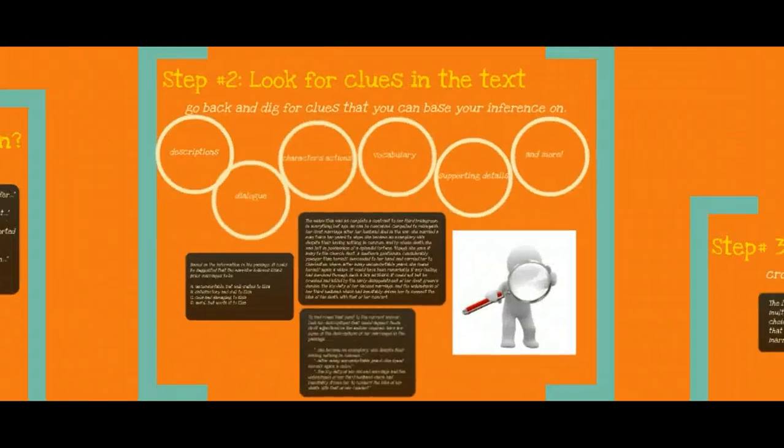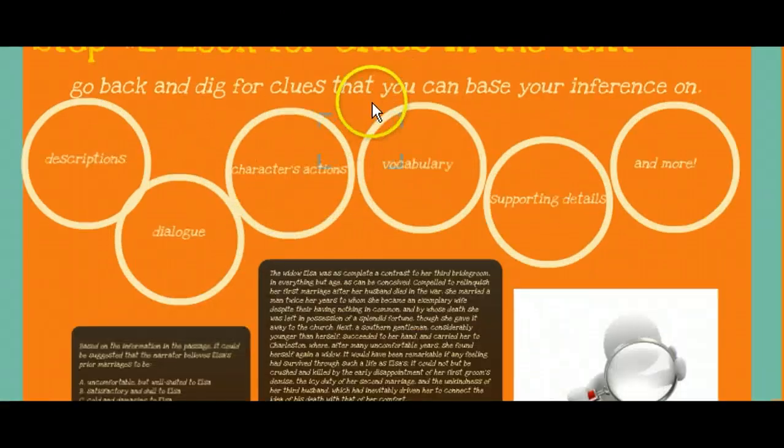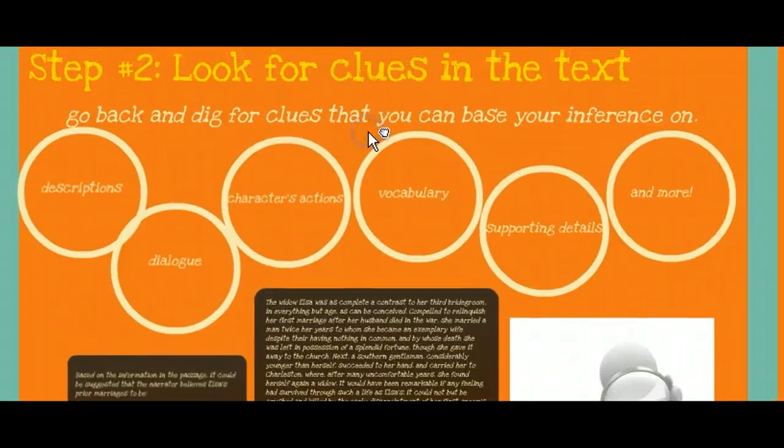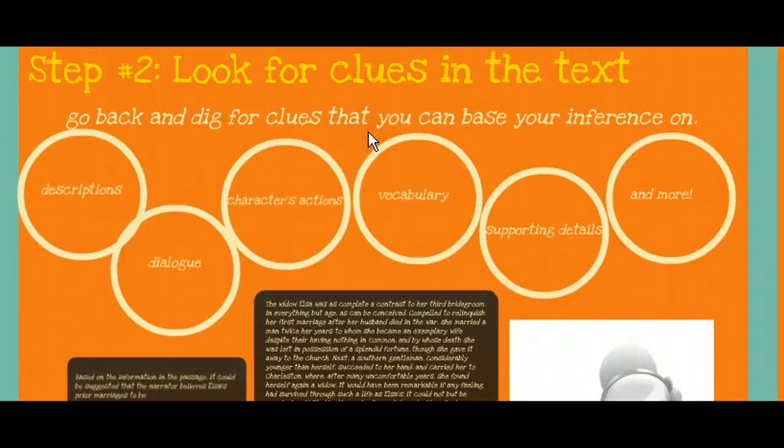The next step is, once you determine whether or not it's an inference question, if it is, go back and actually look for the clues in the text, right? You need to go back and dig for clues that you can base your inference on. The only way to answer one of these questions right is if you're basing it on something from the text. If you're just pulling the answer out of nowhere or you're just guessing, you're probably going to get it wrong. Go back and base it off of something in the actual text.